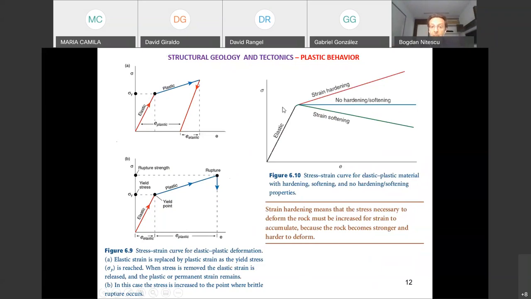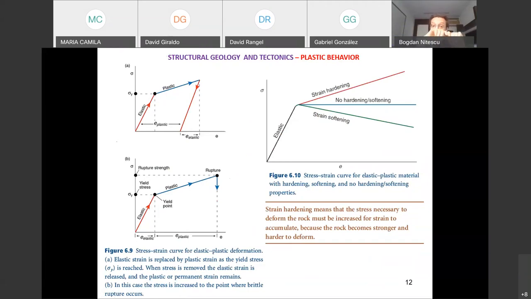Now, ideal plastic behavior looks like this. So it is elastic, and then ideal plastic behavior like this. Now, what you see here is called strain hardening. What it means is that as you try to accumulate strain here, you have to increase the level of stress. So some materials have this strain hardening. You take a wire of copper, you bend it. Then when you try to bend it back to the initial position, it's more difficult because the material hardened.